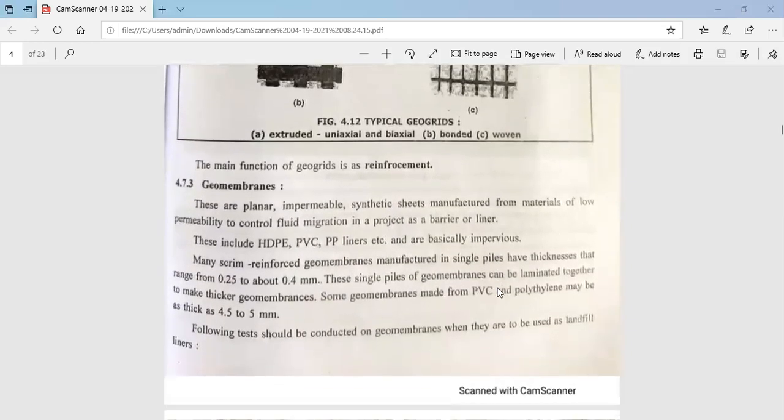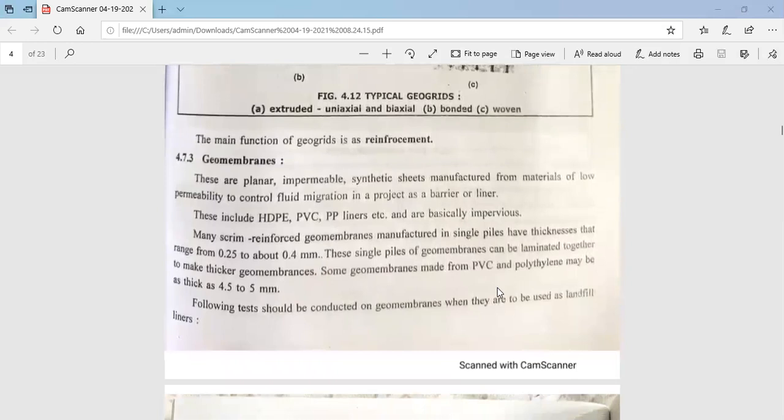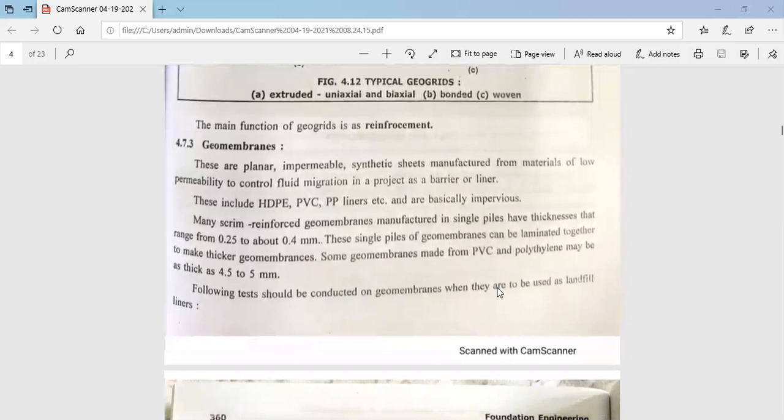So the main function of geogrids is reinforcement. The next classification is geomembranes. These are planar, impermeable synthetic sheets manufactured from materials of low permeability to control fluid migration in a project as a barrier or liner, right? This includes HDPE, PVC or PP liners, etc.